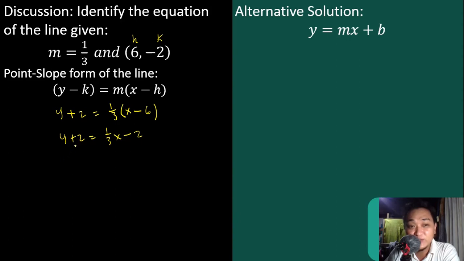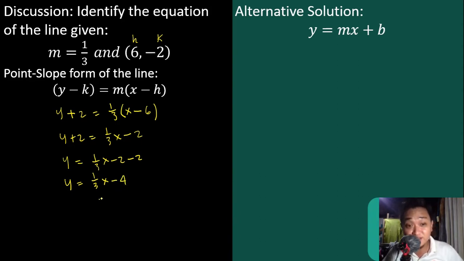Now, transpose positive 2 to the other side, it will become negative 2. So y is equivalent to 1/3 x minus 2 minus 2. Finally, our linear equation will be 1/3 x, and negative 2 minus 2 is negative 4, or minus 4.